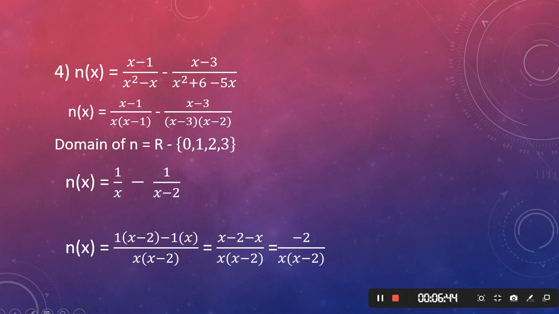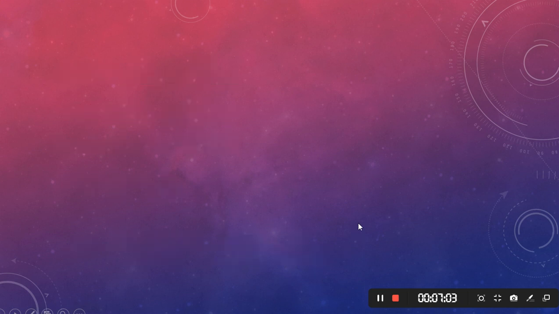1 times x. So 1 times x minus 2 equals x minus 2. Negative 1 times x equals negative x. I cancelled x with x, so the answer will be negative 2 over x times x minus 2. This is the answer.